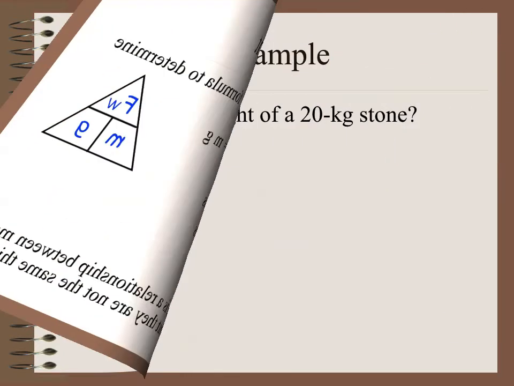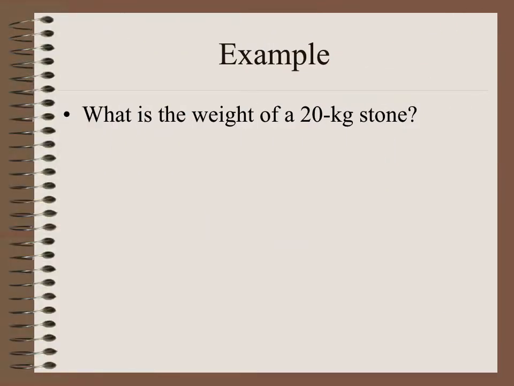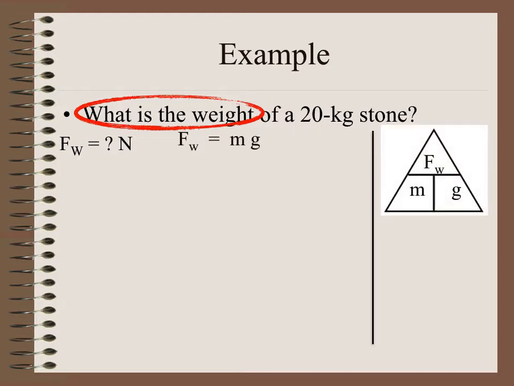Let's try some examples. For the first example, we want to be able to say what is the weight of a 20 kilogram stone. So we identify what we're looking for. What is the weight? Our symbol for weight is FW, and we know that we're going to expect this to come out in newtons. The next thing we want to do is put down our formula. You could either put down the formula in its traditional form, or you could put down the formula in the form of the triangle.